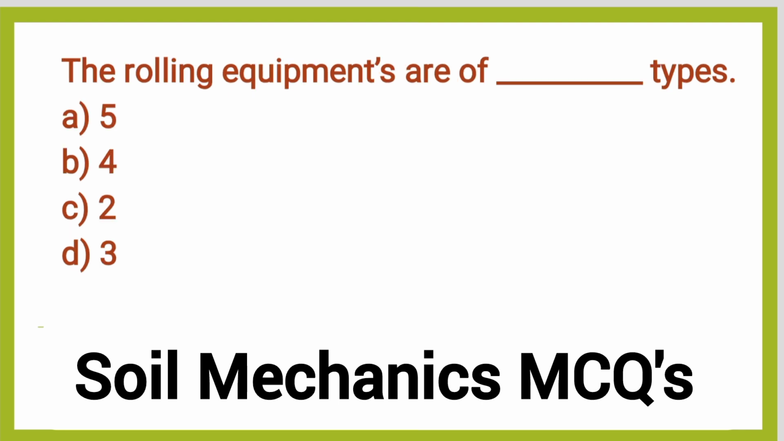So next question: the rolling equipments are dash types. Option A 5, option B 4, option C 2, option D 3. So the rolling equipment are 5 types, that is smooth wheel rollers, pneumatic tire rollers, then sheepsfoot rollers, and pneumatic tired construction plants, then track laying vehicles. So there are 5 types of rolling equipments.